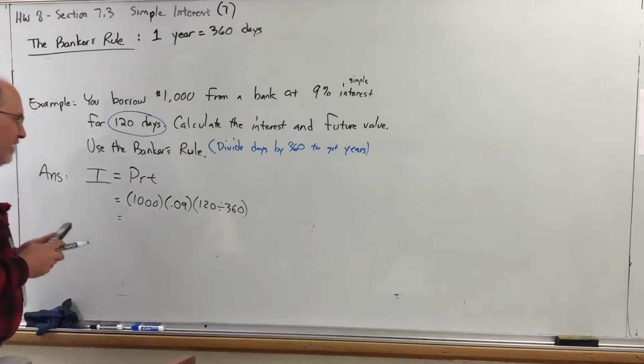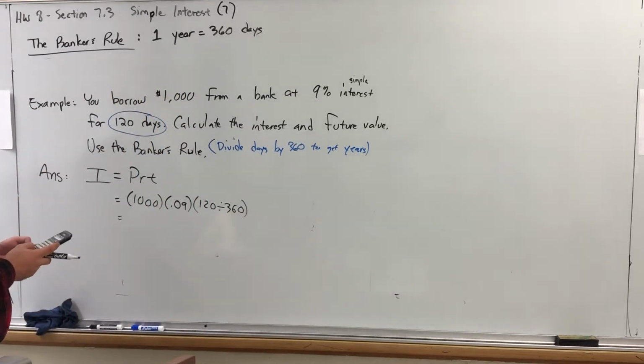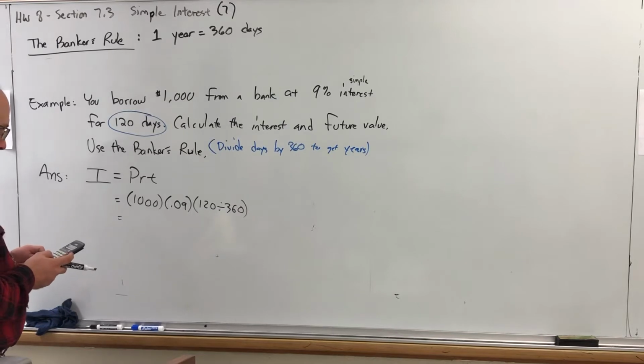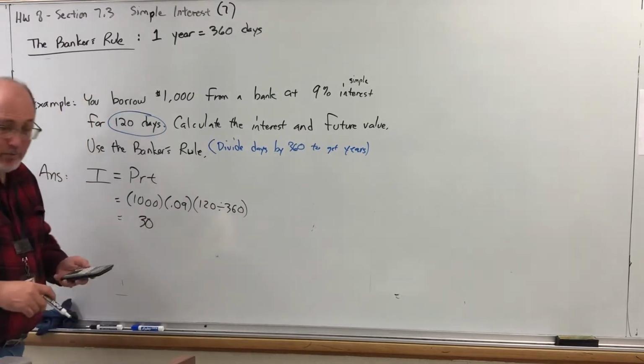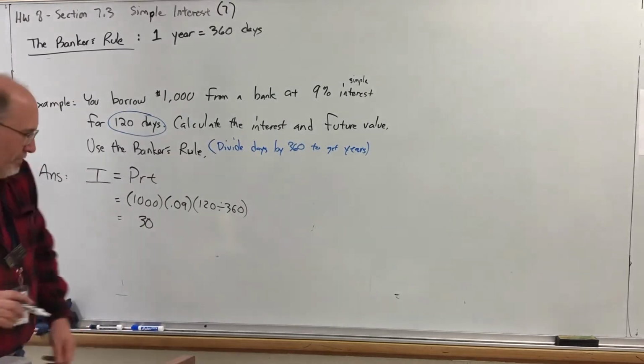Actually, I don't think I need a calculator. I'm pretty sure this is going to be exactly 300. But let me put it in and not be arrogant. 1,000 times 0.09 times 120 divided by 360. Because I was wrong, it's 30. I was off by an order of magnitude.